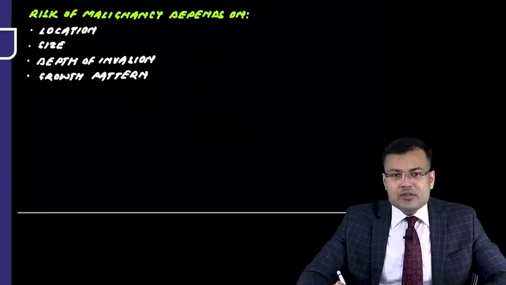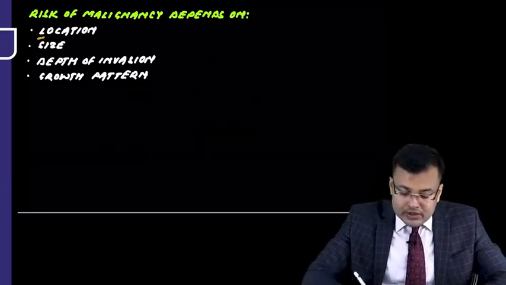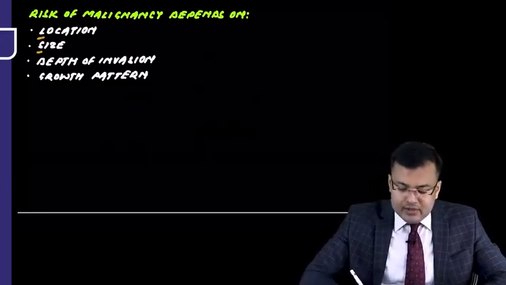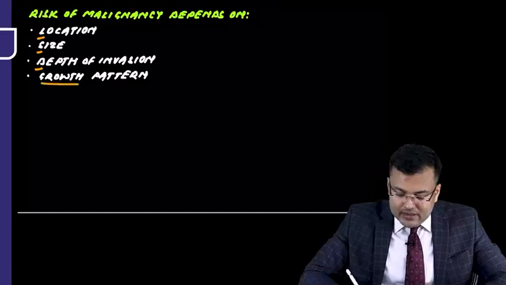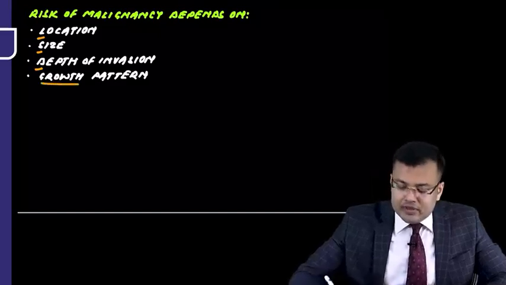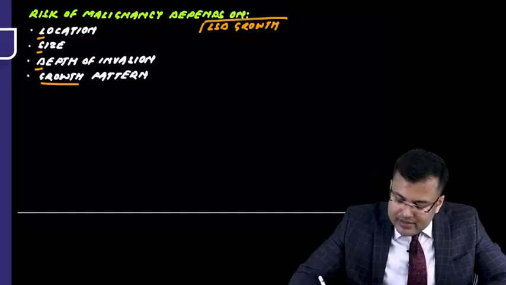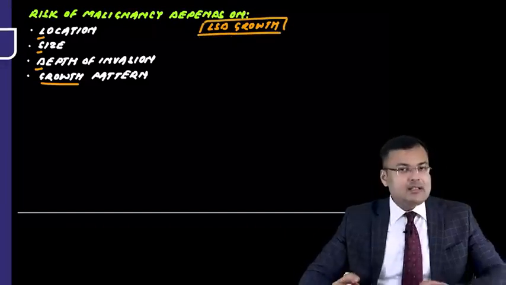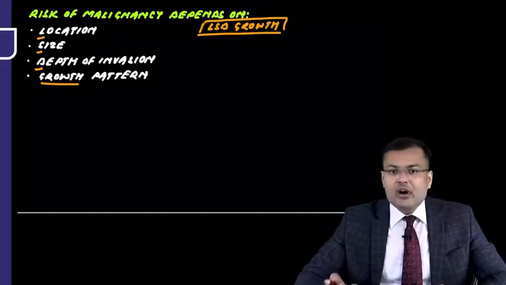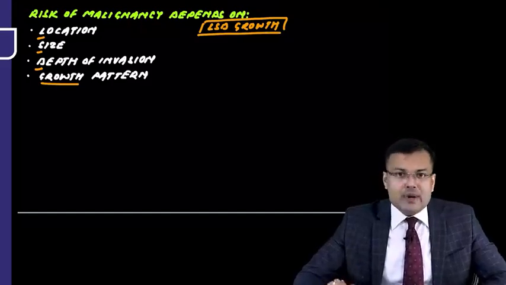In carcinoid tumors, the risk of malignancy depends on the location of the tumor, size of the tumor, depth of invasion, and growth pattern. Clear? So how to remember? The mnemonic is LST growth. Risk of malignancy in carcinoid tumors depends on LST growth. L means location of tumor, S size, D depth of invasion, and growth pattern.